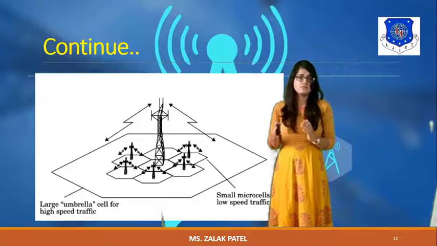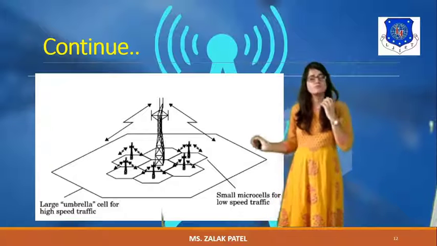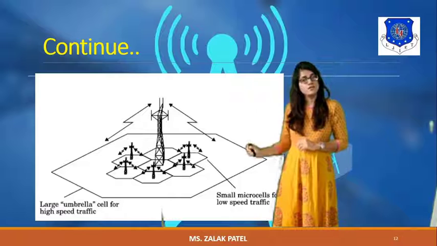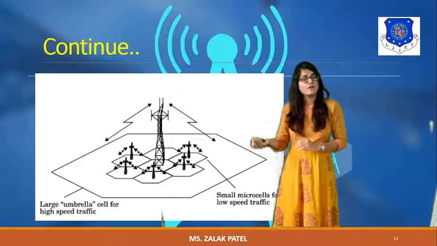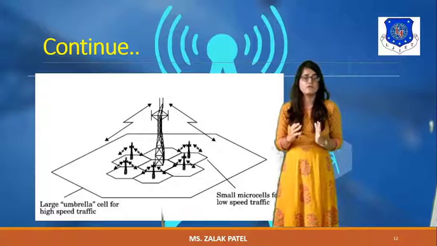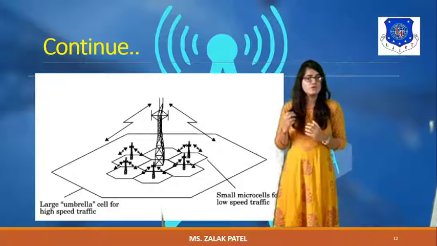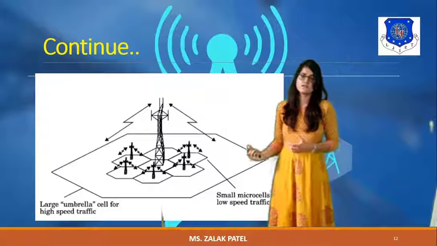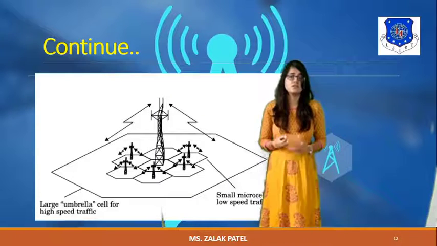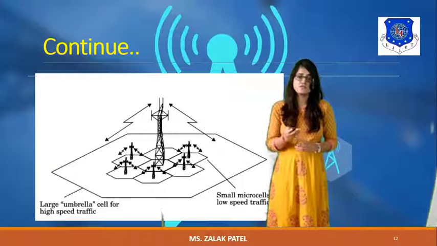So at each cell, the number of handoffs required for this umbrella cell concept is reduced. As the number of handoffs is reduced, the requirement of moving from one base station to another also reduces, and by using this concept, channel utilization is more possible. So this is it for handoff strategies.